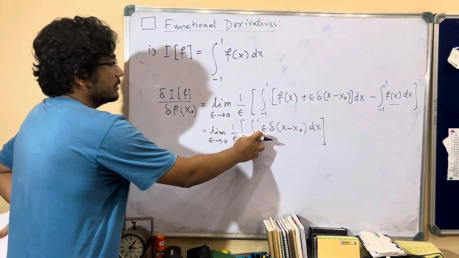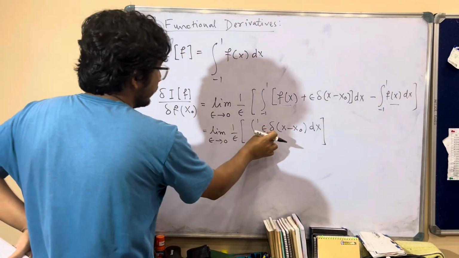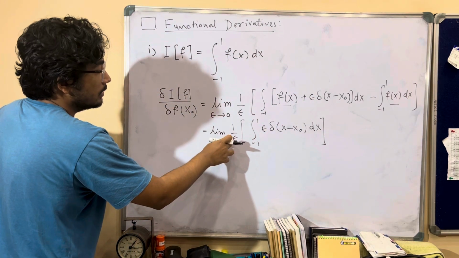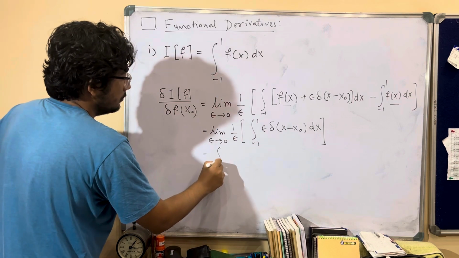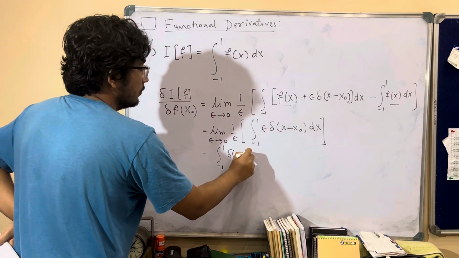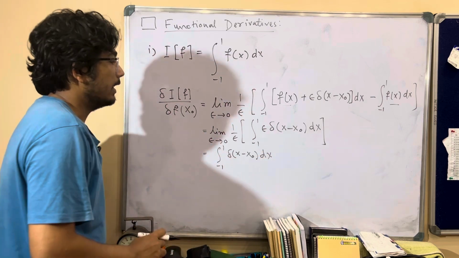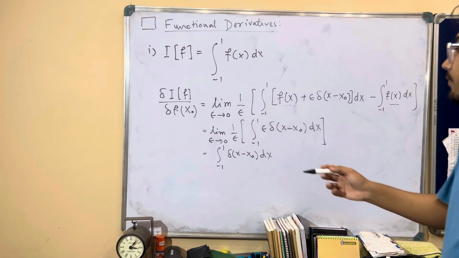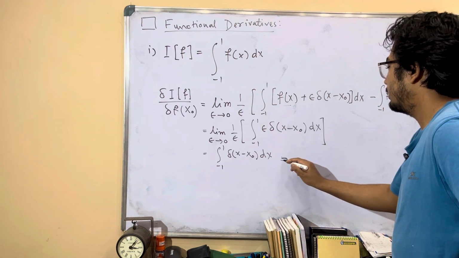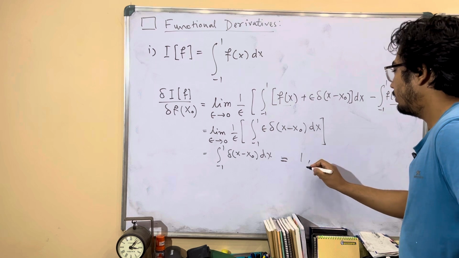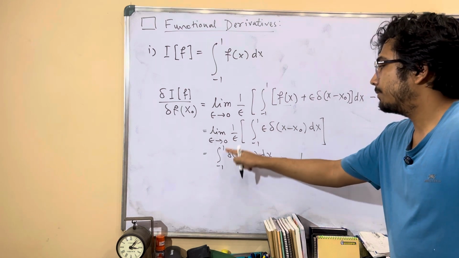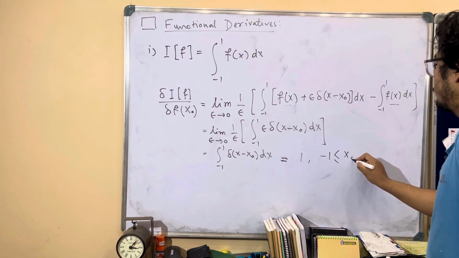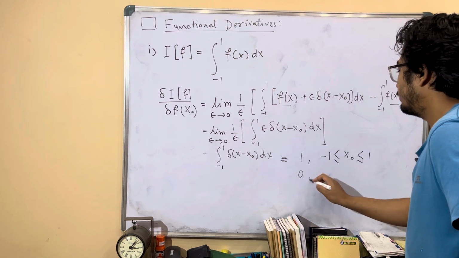As epsilon is not related to x, we can simply take it out of the integral, and this will exactly cancel out the epsilon in the denominator. So this will be equal to this thing. If you recall the properties of delta functions, then you can understand that this will be equal to 1 when x naught is some place in between -1 and 1, and 0 otherwise.